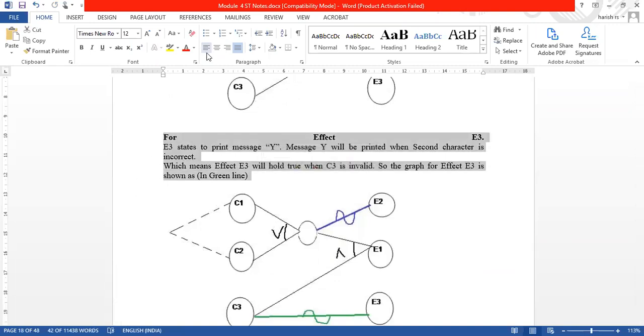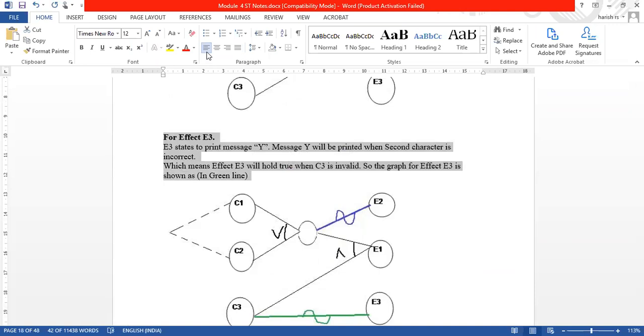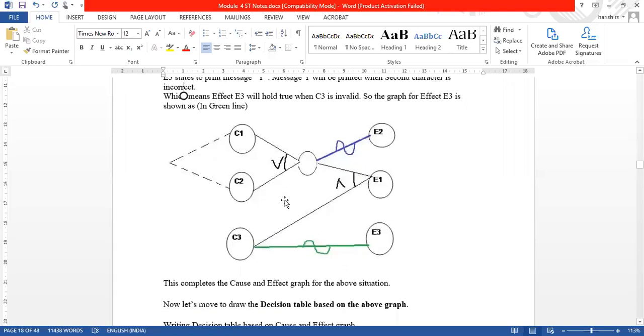Now coming to the effect of E3. What is the effect of E3? Now go and see what the problem of E3 is. E3 should print Y when the second character is not a digit. So in this case, what happens? We are not bothered about the first one, whether C1 and C2 is A or B, that should be true. But we are seeing the problem. C3 should not be equal. It will give rise to E3.